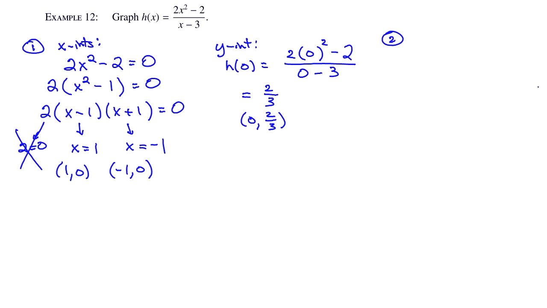Step 2, find the vertical asymptote by setting the denominator equal to 0. And that gives you x equals 3.